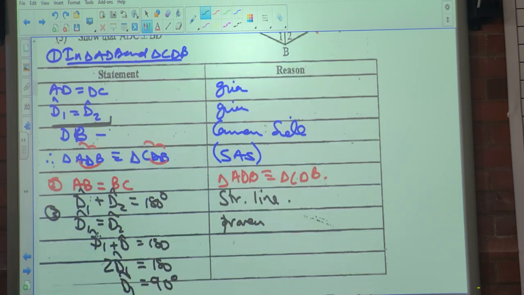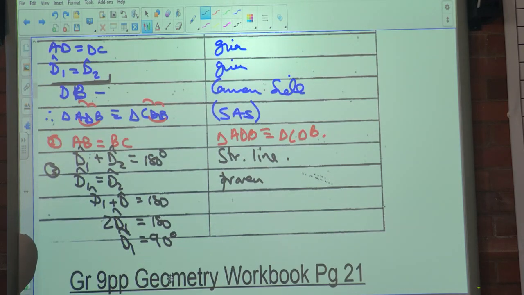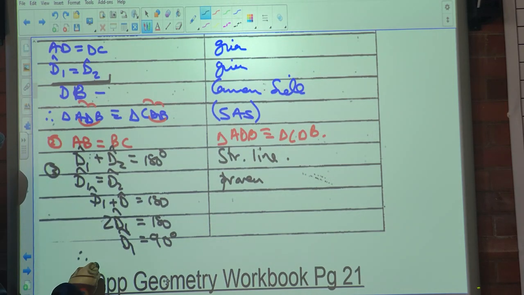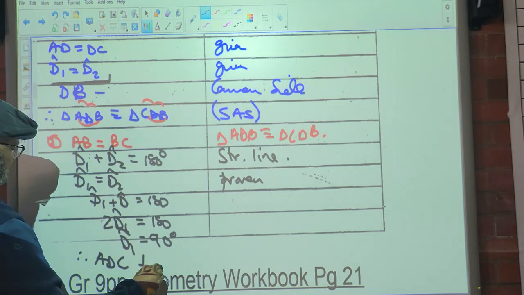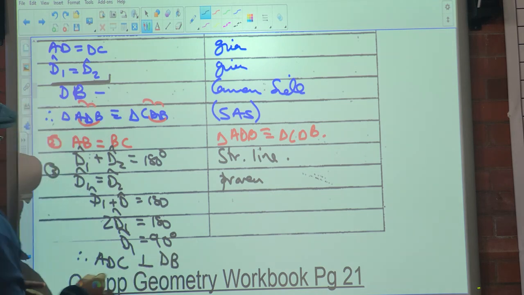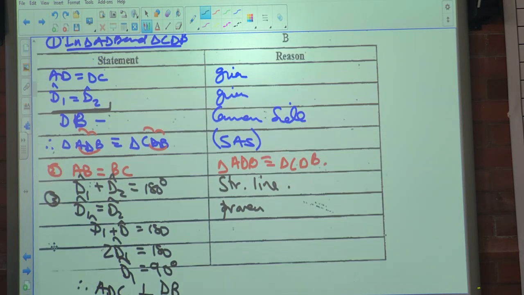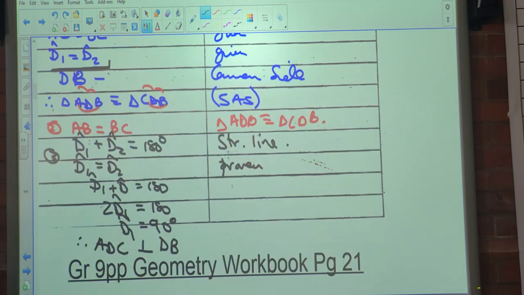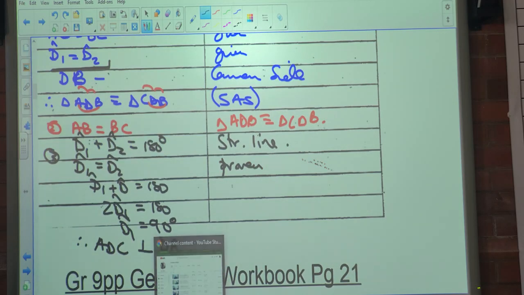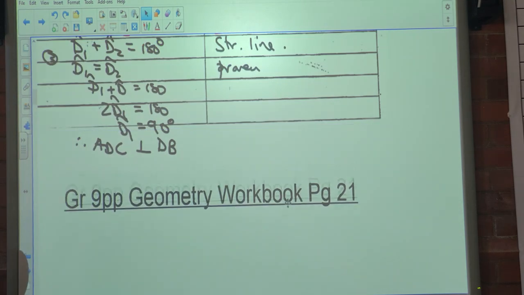So I can conclude, therefore, ADC is perpendicular to DB. I think it was that, no? ADC, yeah, is perpendicular to BD. Okay. Why? Because that angle is of course 90. We're still on page 21. Okay.